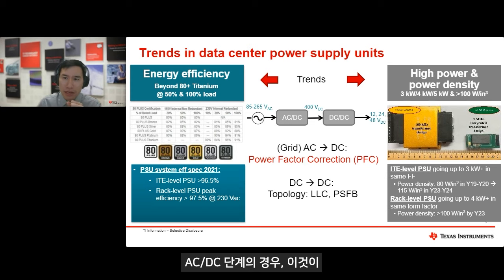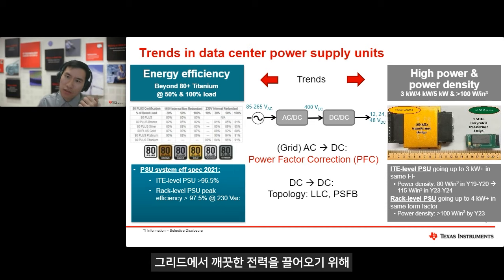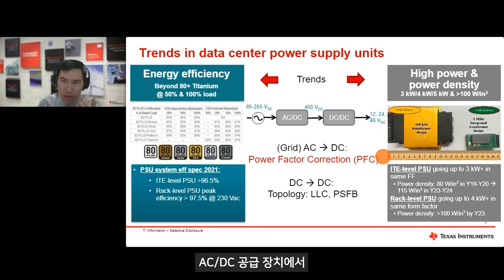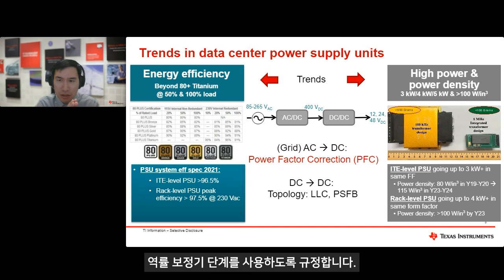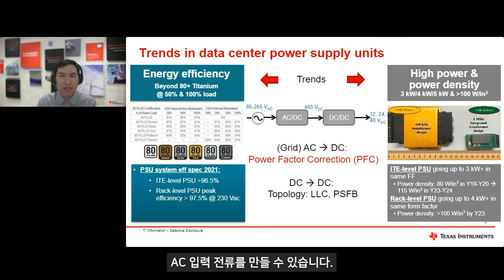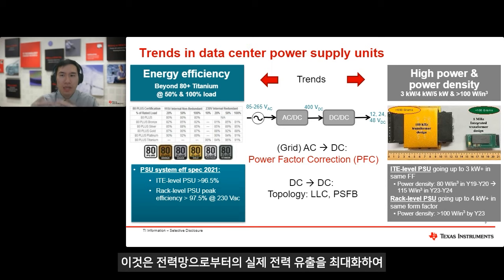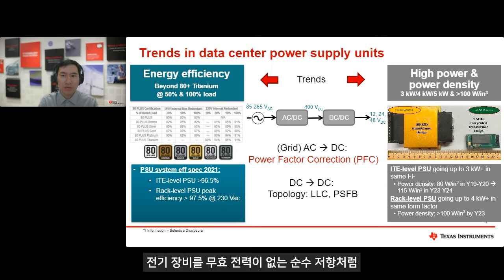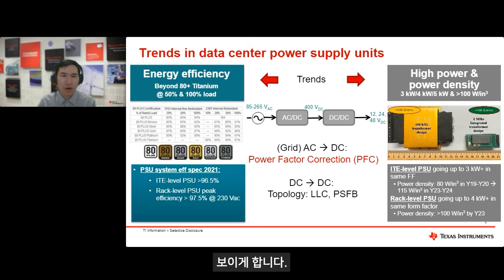For the AC/DC stage side, there is a requirement from the government, they mandate the use of a power factor corrector stage in the AC/DC supply, just in order to facilitate clean power draw from the grid. The purpose of the PFC is that it can shape the AC input current to follow the same shape as the AC input voltage, which can maximize the real power drawn from the grid, making the electrical equipment appear like a pure resistor with zero reactive power.